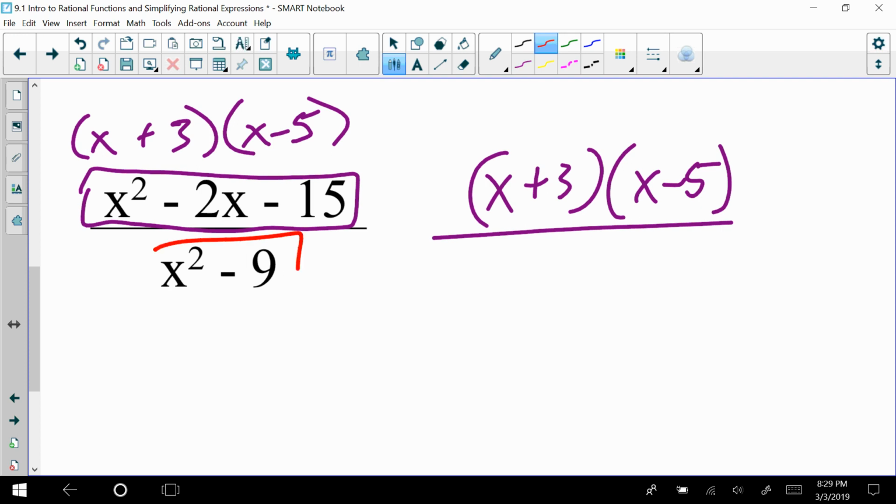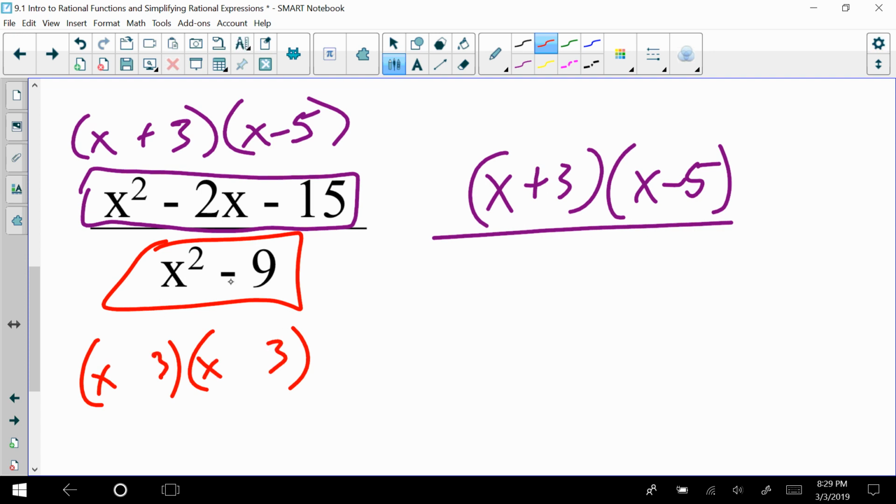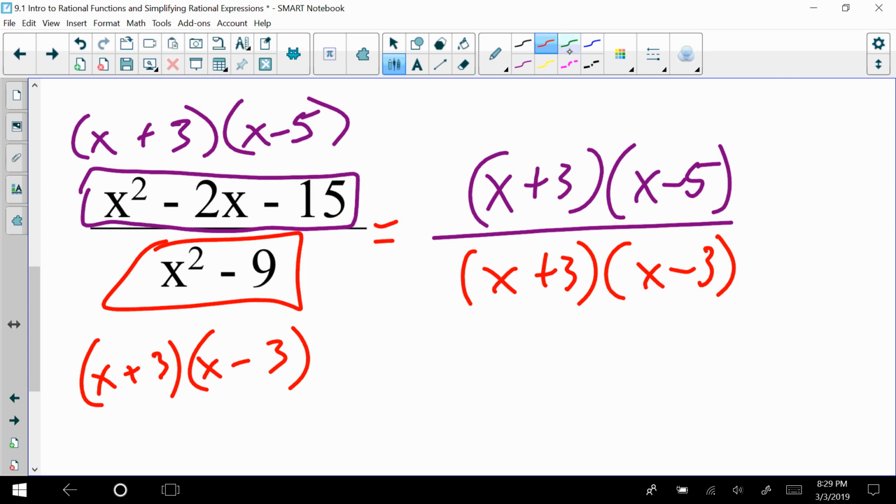Can I do anything to the bottom then? Again, this is a special type of factoring. Factors of 9: 3 and 3 that subtract to give me nothing. So one's positive, one's negative. So I'd have x plus 3 here, then an x minus 3. These are the same thing that I just wrote.